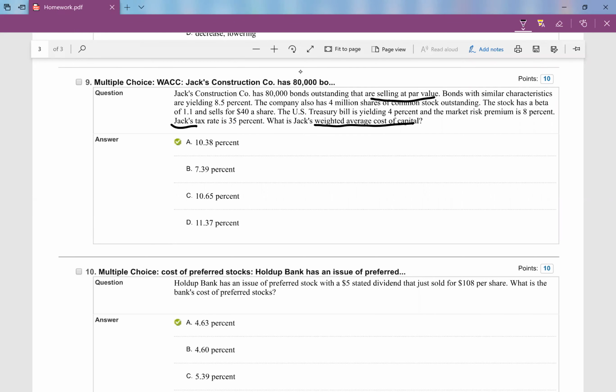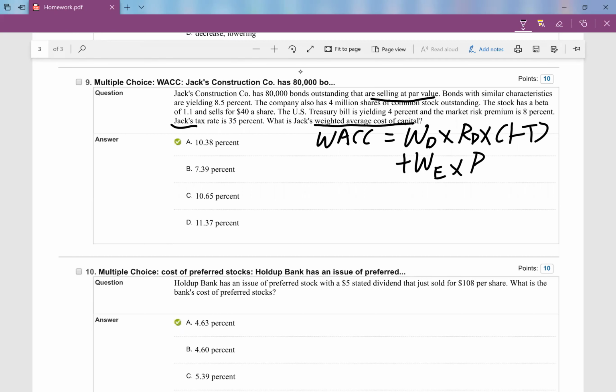WACC is equal to the weight of debt times the cost of debt after tax, plus the weight of equity times the cost of equity. So let's see the details for this formula. What is the weight of debt? It's not given. The cost of debt is also not given. So let's solve for these inputs.